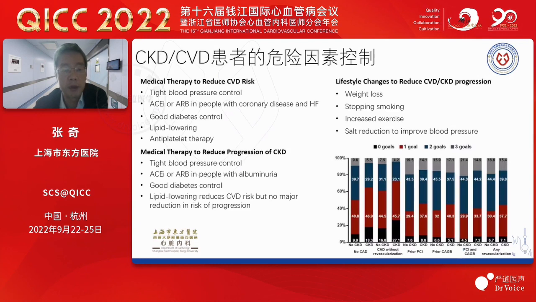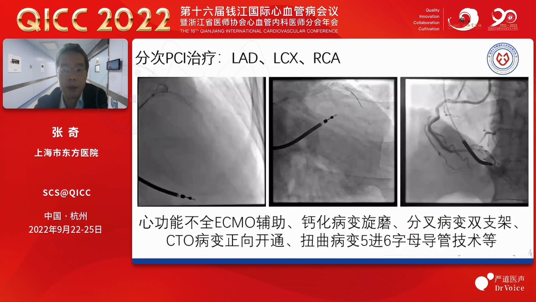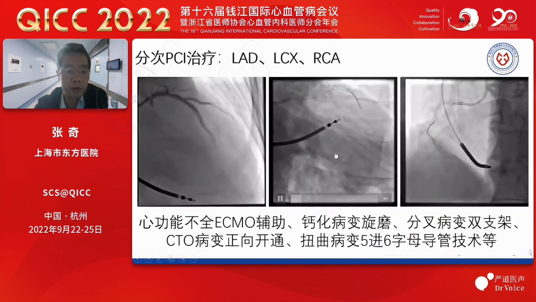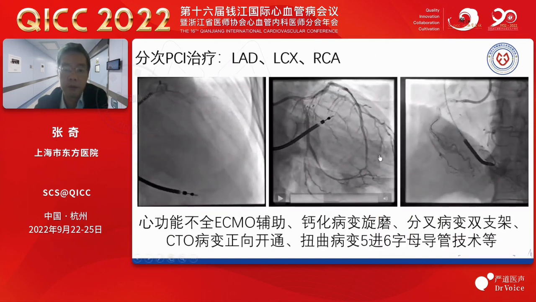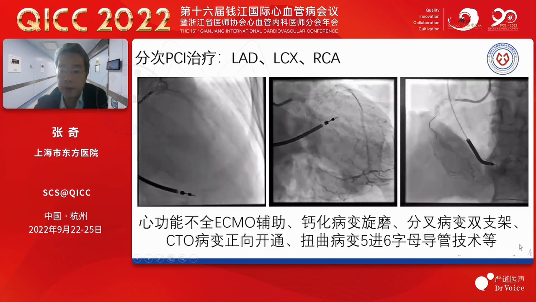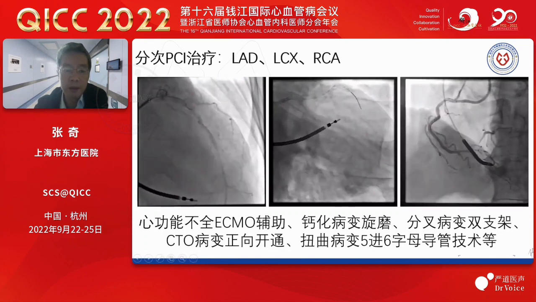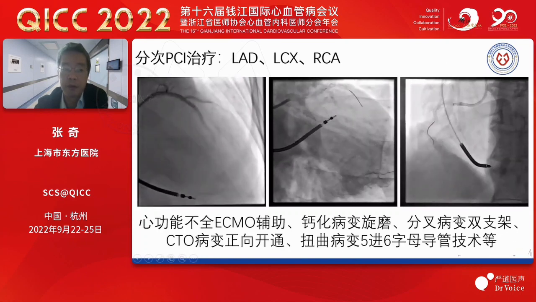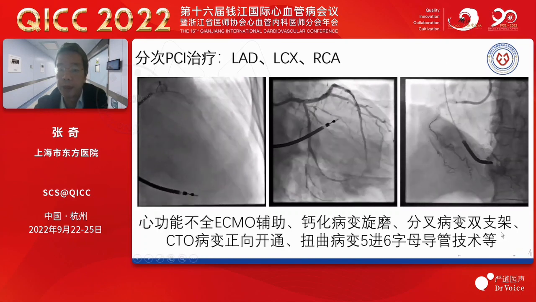And these are the risk factors for CKD, CVD. So you can see that these are the risk factors control. You can see a very good control of the lifestyles. This is something we need to pay attention to. And here you can see this is a case. This is a PCI case refused by the cardiac surgeons. So we staged the treatment for the 3 vessels.